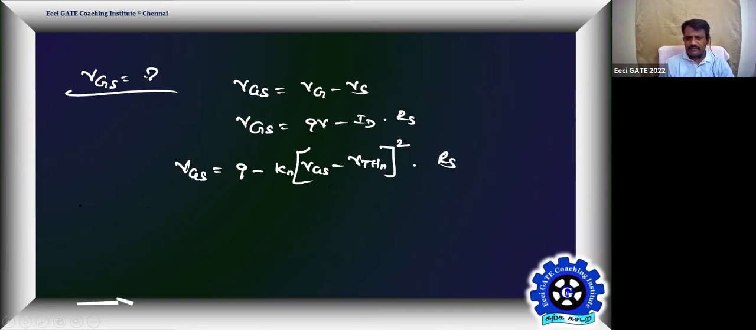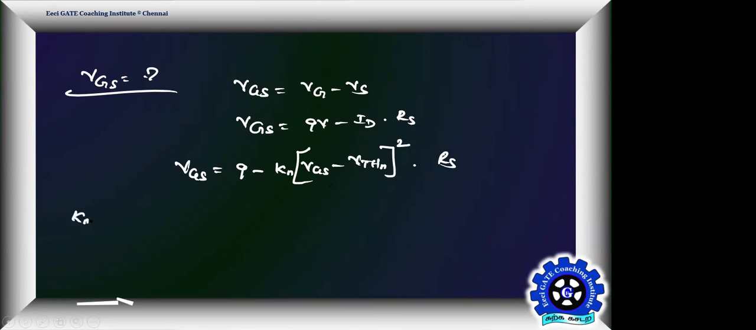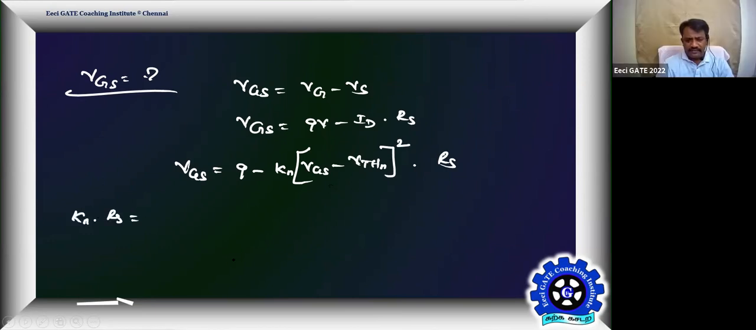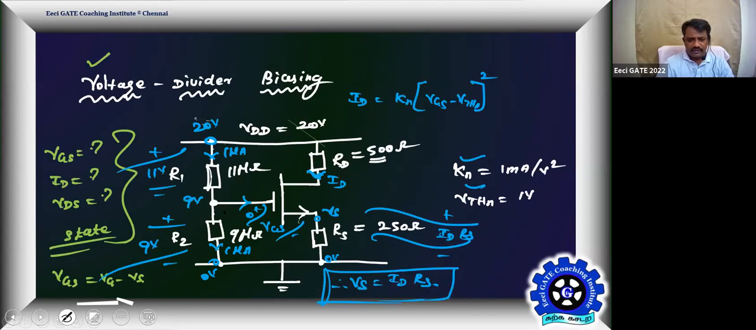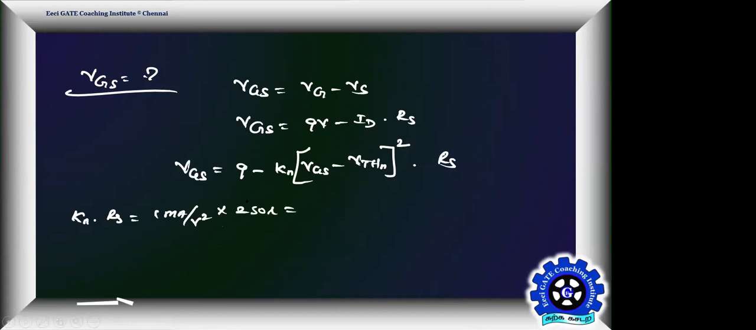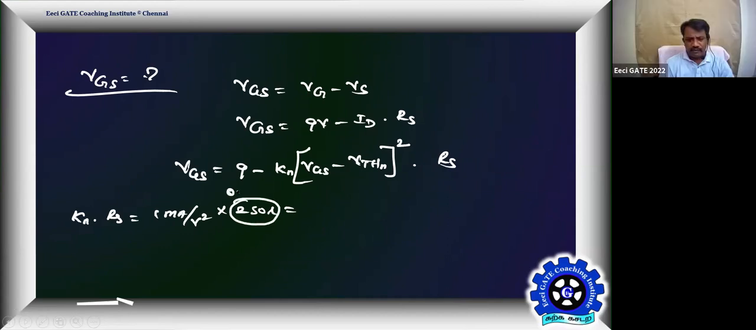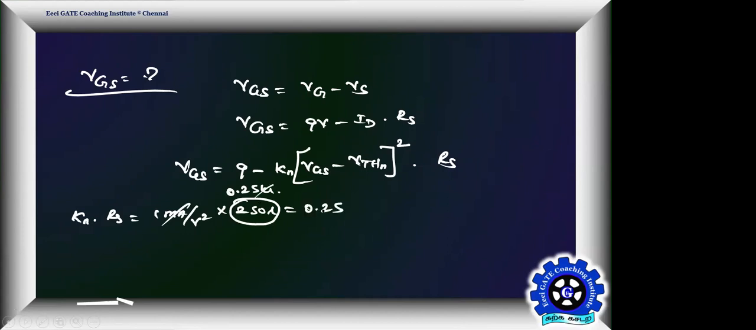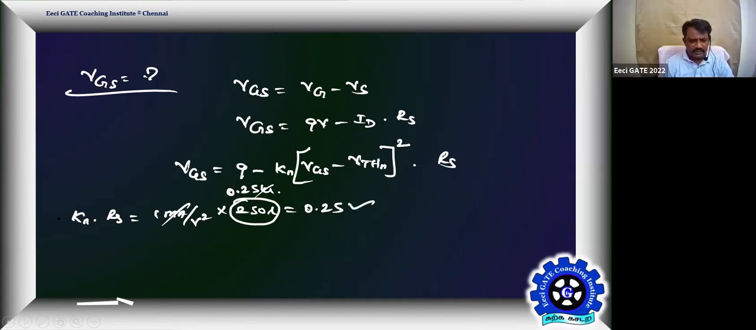Then what is the product Kn into RS? Kn is given as 1 milliamp per volt squared. RS is given as 250 ohms, correct? This product for 250 ohm can be taken as 0.25 kilo ohms. Then milli and kilo get cancelled, and the result is going to be 0.25. Did you get this value, Shweta, or something else for this product?